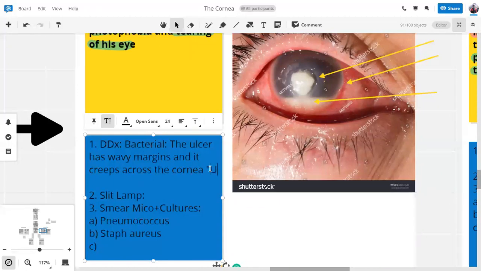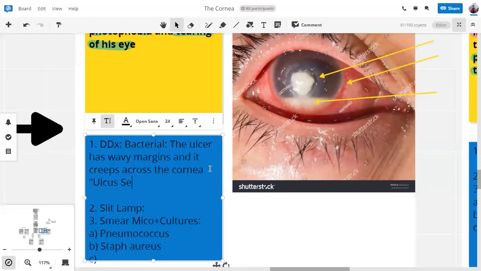It's called an ulcus serpens. Ulcus means ulcer, and serpens means like a serpent. So, मुश्किल लफ्ज़ है, it's a buzzword, but it's not different. It basically means a bacterial corneal ulcer which has wavy margins and it creeps across the cornea.